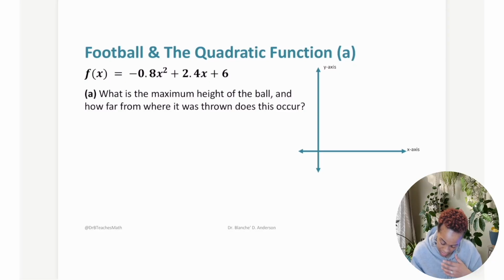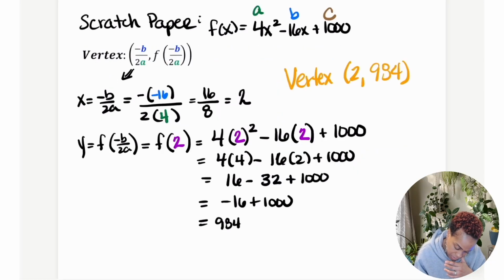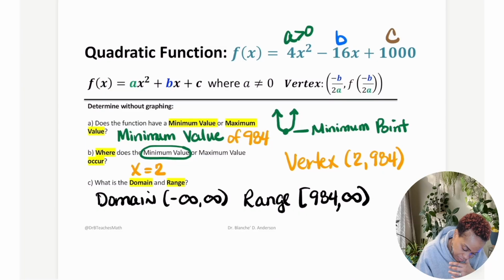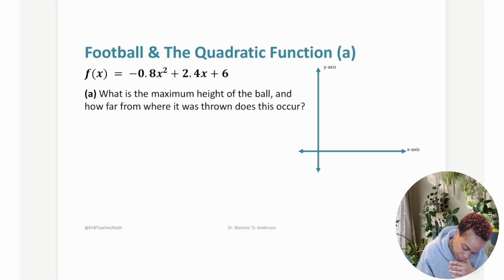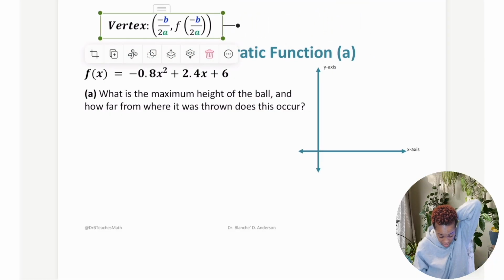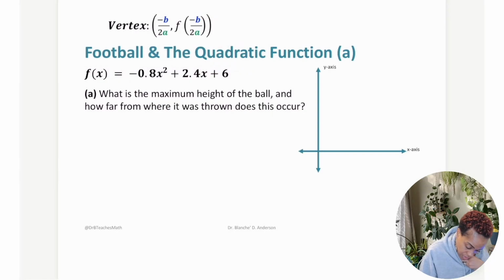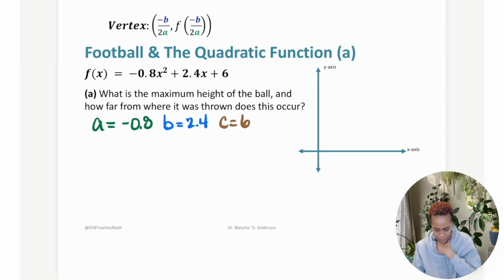Let me go back and grab that because we kind of need it, don't we? Okay, so let's copy. Make sure y'all can see that. Okay, so yeah, we're going to need that. All right, so if I write down the pieces, our A is negative 0.8, our B is 2.4, and our C is equal to 6.